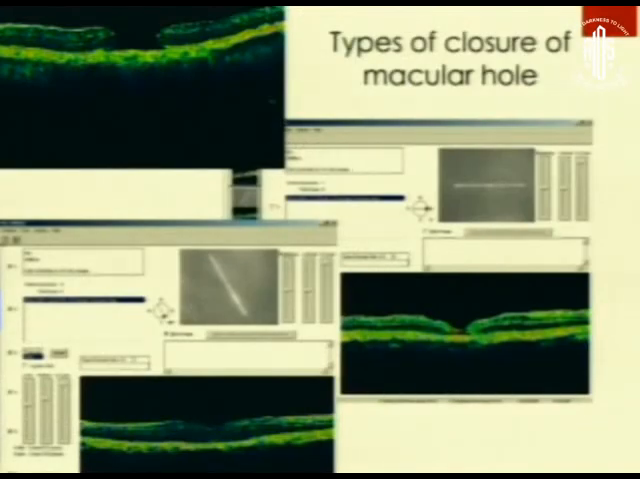It also tells us the types of closure of macular hole. It's not that all macular holes close with the normal restoration of the retinal anatomy. This is normal restoration of retinal anatomy, which is what you want and desire. But that doesn't always happen. Very often what you find is that the edges may be brought together, but full restoration of contour may not be there. But in some cases you can actually see the gap persisting, but there is no retinal edema on the sides. That is still called a closure, but it's called type 2 closure.